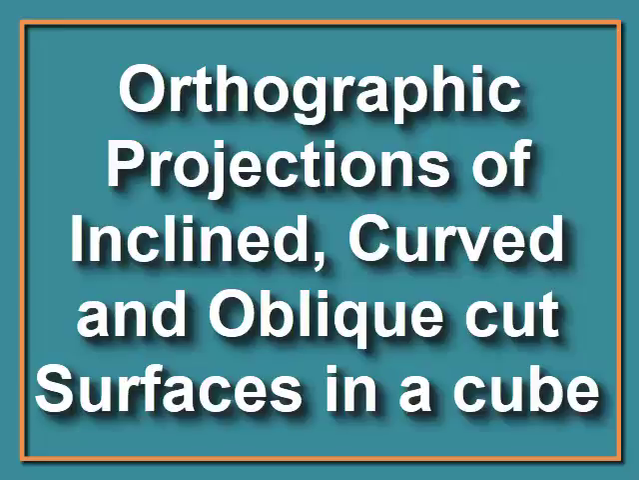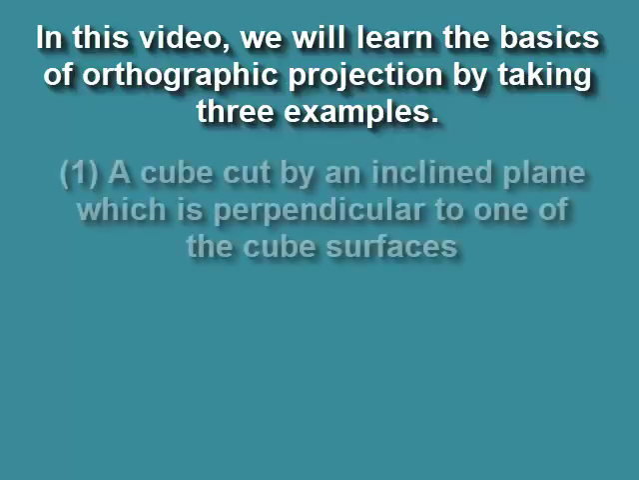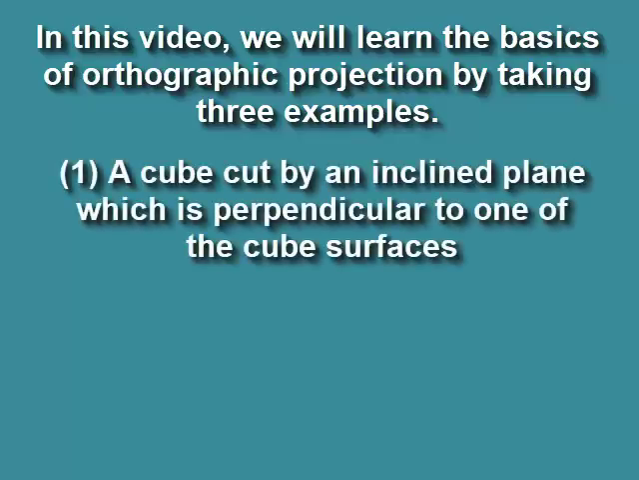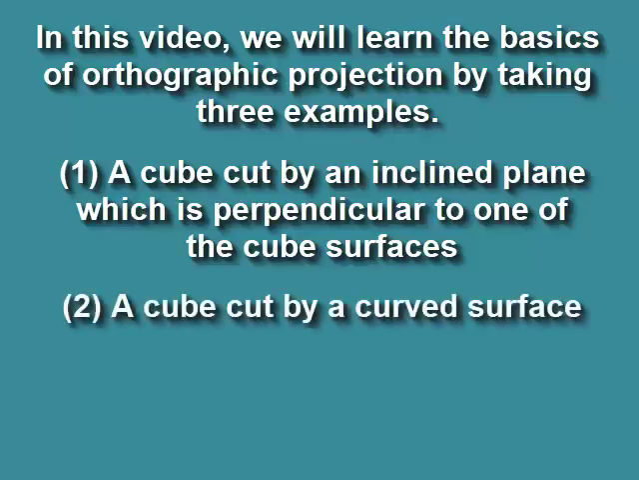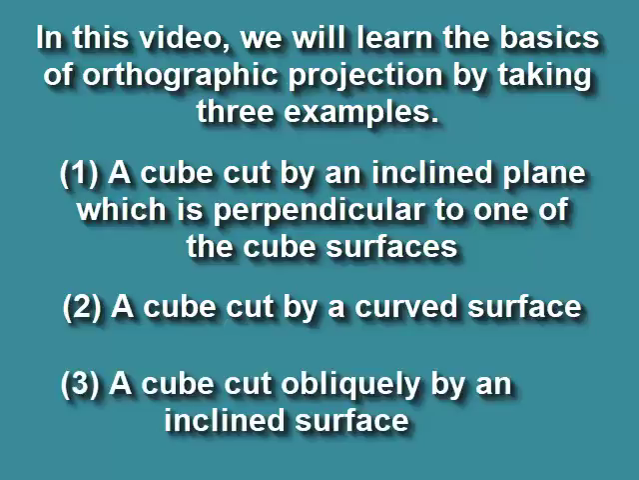Orthographic projections of inclined, curved and oblique cut surfaces in a cube. In this video, we will learn the basics of orthographic projection by taking three examples. Example 1. A cube cut by an inclined plane which is perpendicular to one of the cube surfaces. 2. A cube cut by a curved surface. And 3. A cube cut obliquely by an inclined surface.